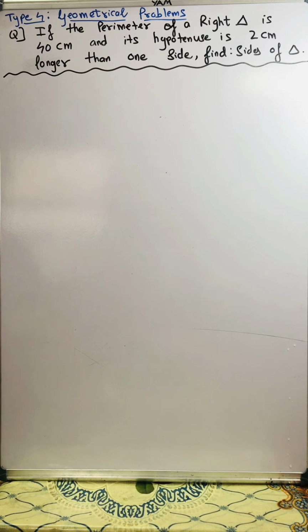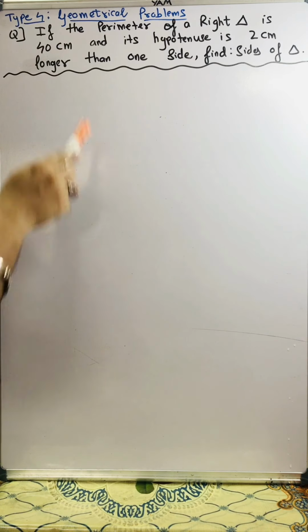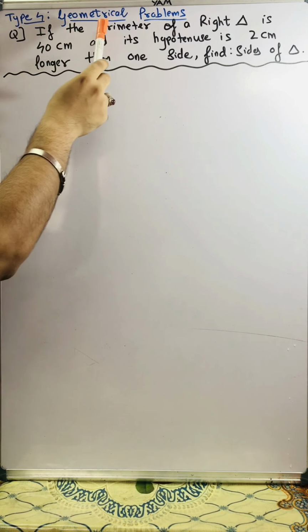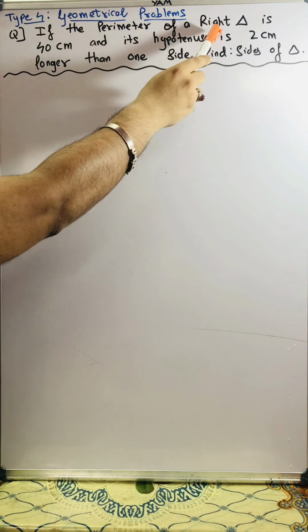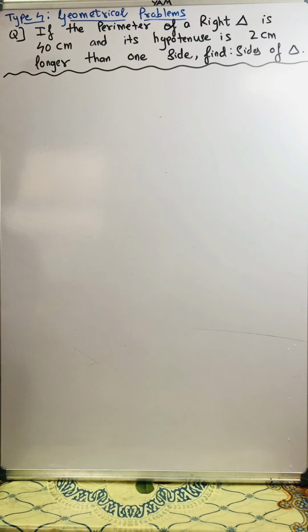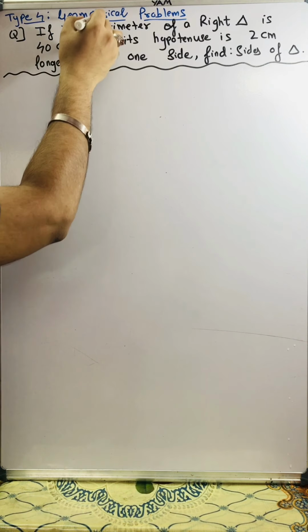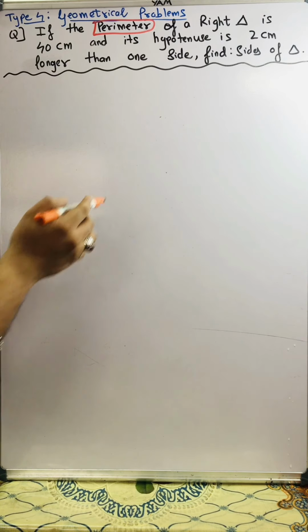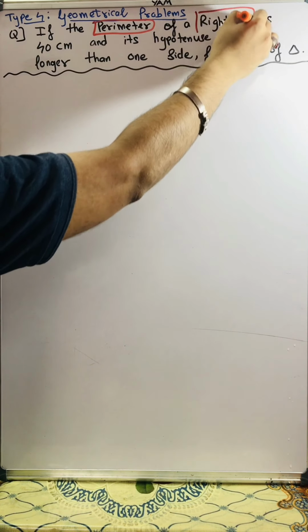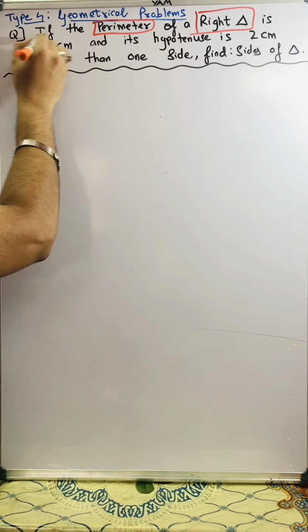Students, now the fourth question on the board and the second for this lecture, belonging to type 4 geometrical problems. If the perimeter of a right triangle is 40 centimeter. First of all, you all know what the word perimeter means. Perimeter means the sum of all the sides. So the sum of all the sides of a right triangle is 40 centimeter.